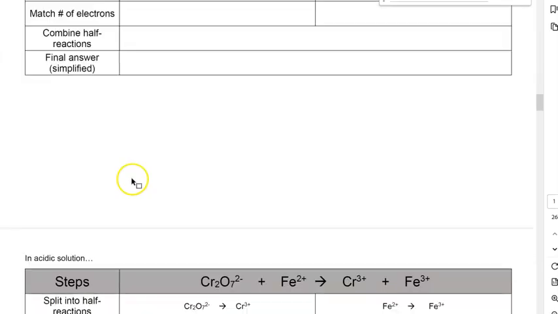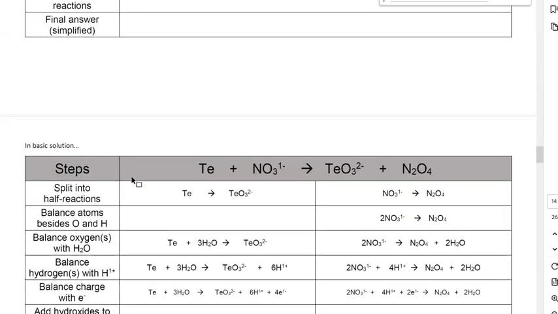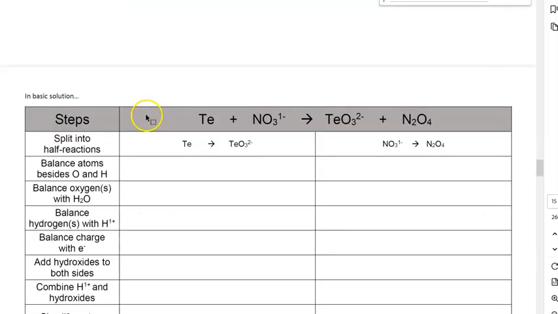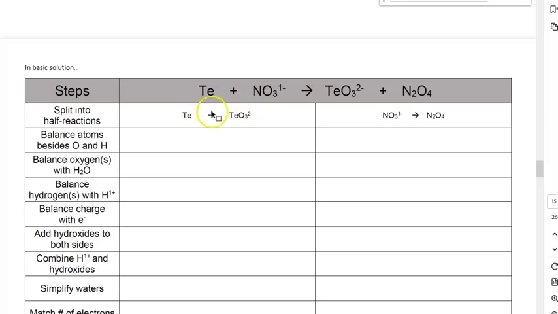I'm going to go down to the example that you should have in your notes packet, which looks like this. We're going to do the same thing as before and split it into half reactions. So here are our two half reactions: Te going to TeO3 2-, and NO3 1- going to N2O4. We're going to balance atoms besides oxygen and hydrogen. So anything but hydrogen and oxygen.